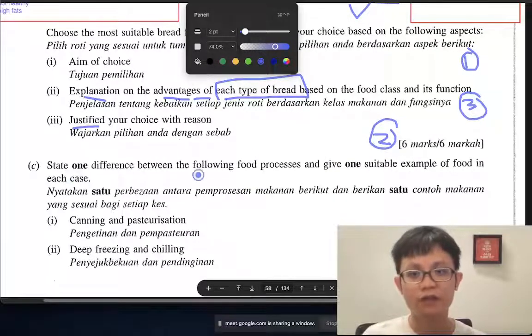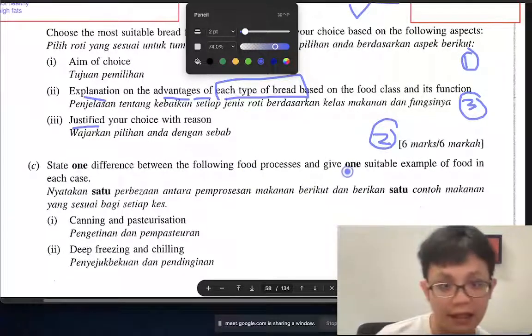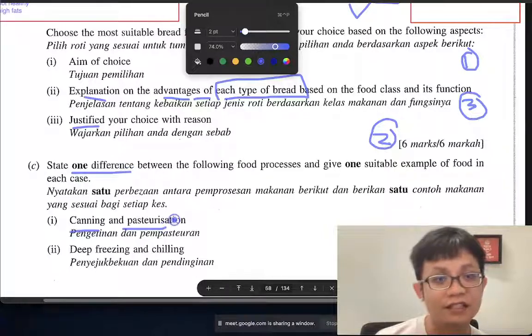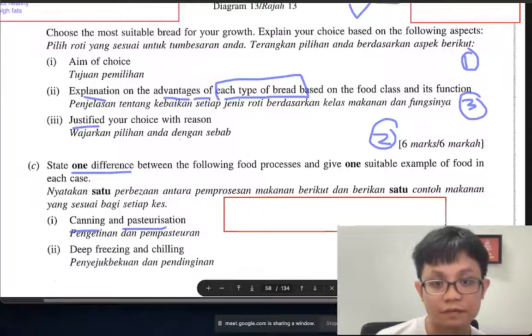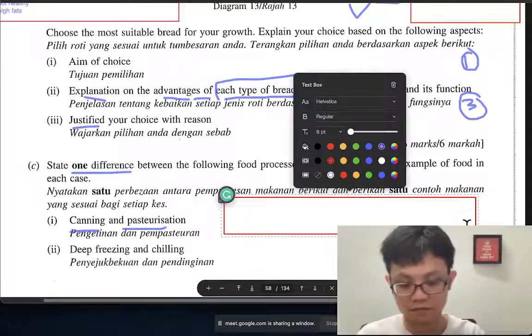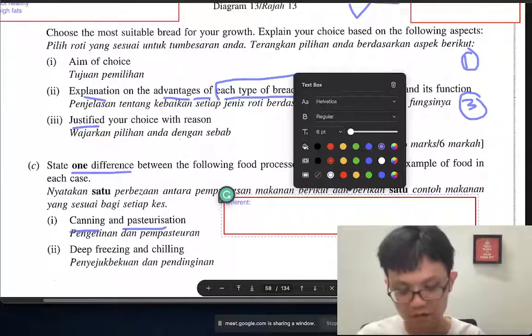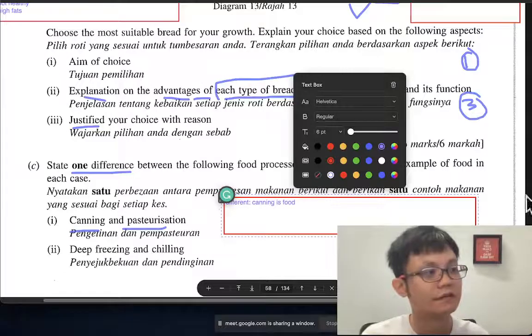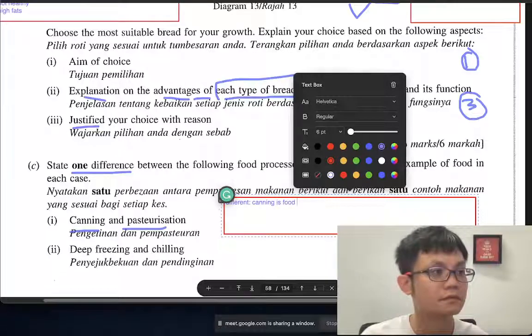State one difference between the following food processes and give one suitable example of the food: canning and pasteurization. State one difference. What is the difference between canning and pasteurization? Okay. Canning is food kept in cans, which are sterilized. Food is kept in cans.